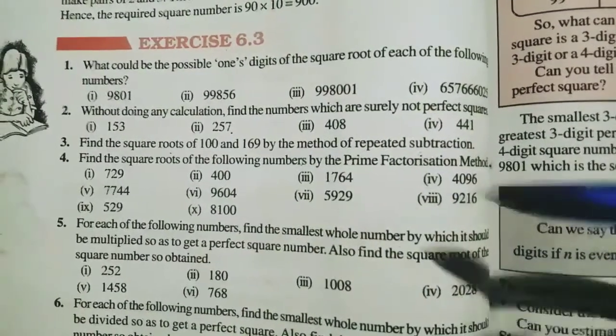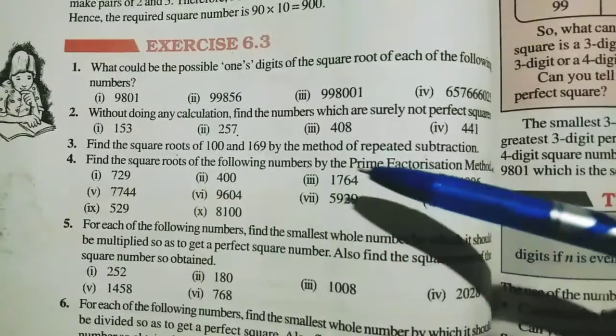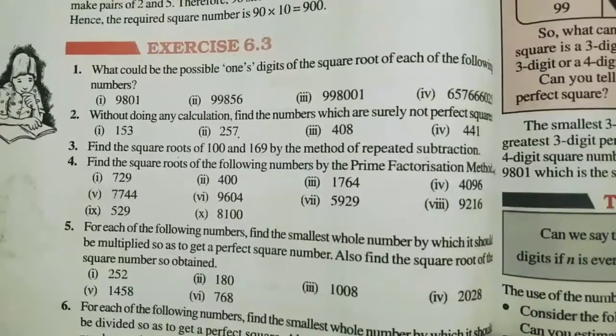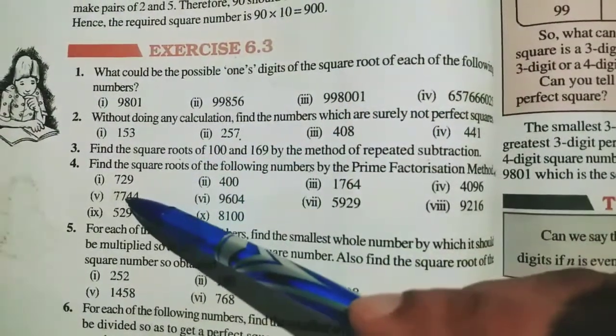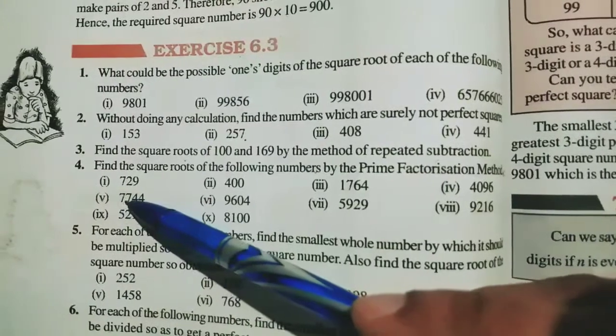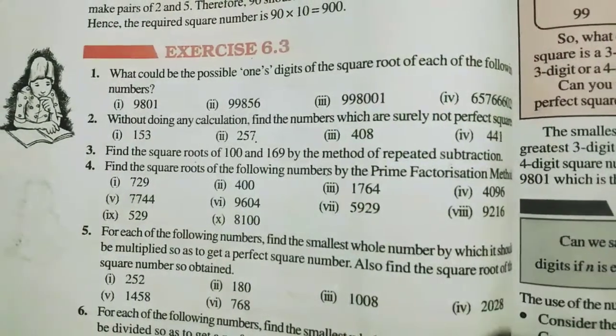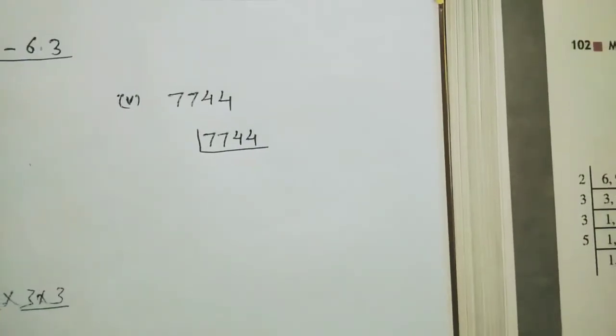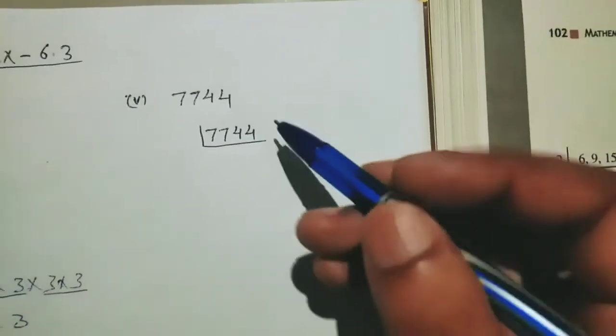Okay students, all these questions are the same, you can do them by yourself. Now I am showing one big number, that is question number 5, 7744. Okay, let's do it.